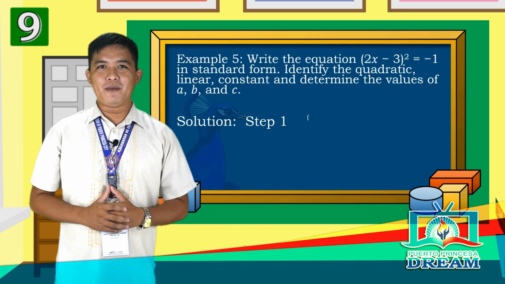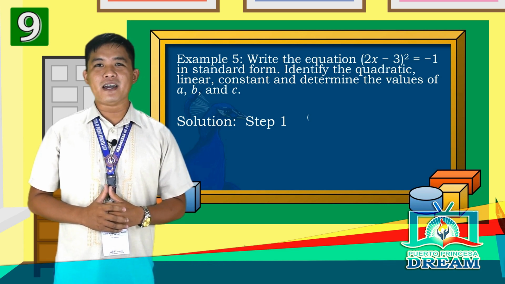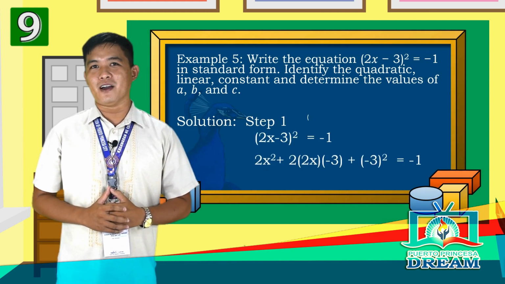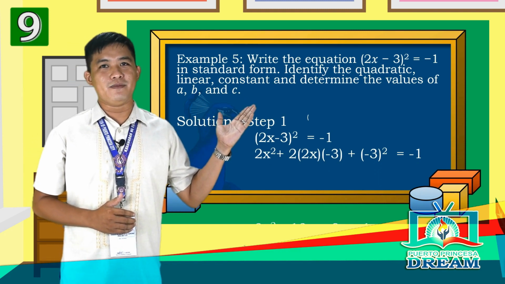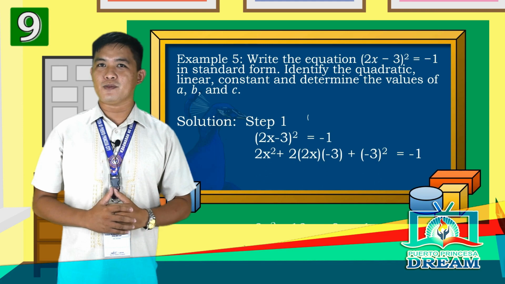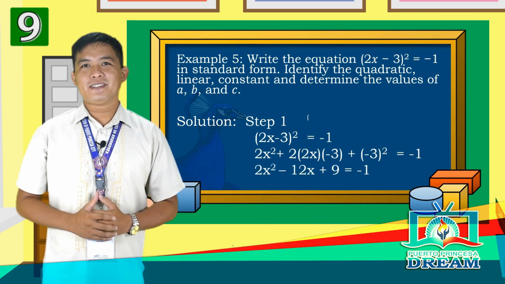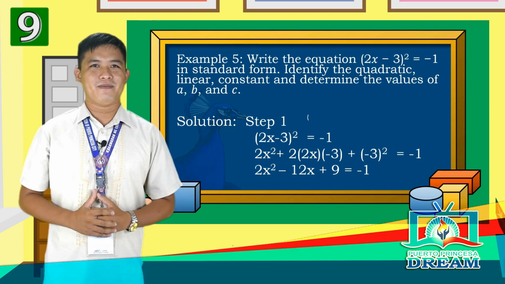The square of a plus b is equal to a squared plus 2ab plus b squared. The square of 2x minus 3 equal to negative 1 becomes the square of 2x plus 2 times 2x times negative 3 plus the square of negative 3 equal to negative 1. 4x squared minus 12x plus 9 is equal to negative 1.